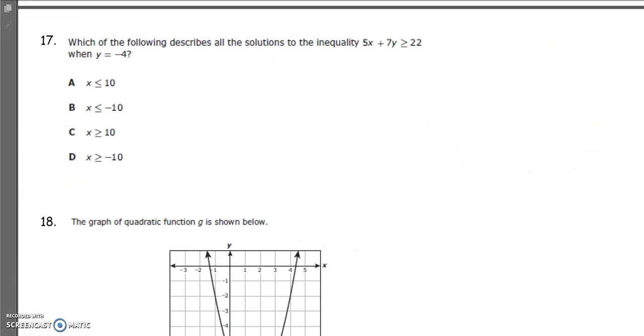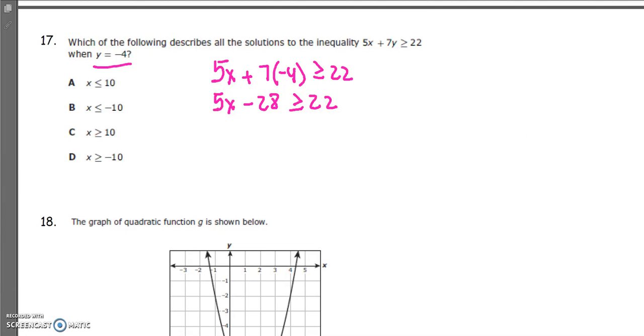17 says, which of the following describes all the solutions to the inequality 5x plus 7y greater than or equal to 20 when y is equal to negative 4? Okay, so that means, sorry, let me get a pen. Here we go. That means I am just replacing my y with negative 4. So I have 5x, and 7 times negative 4 is negative 28, greater than or equal to 22.